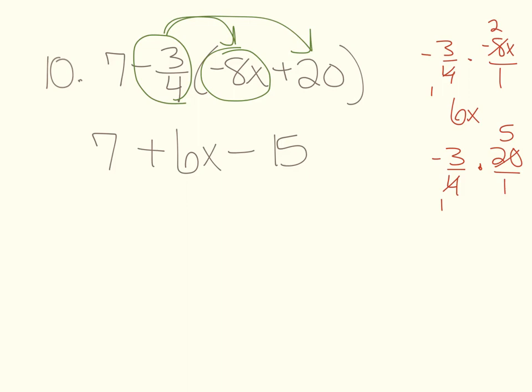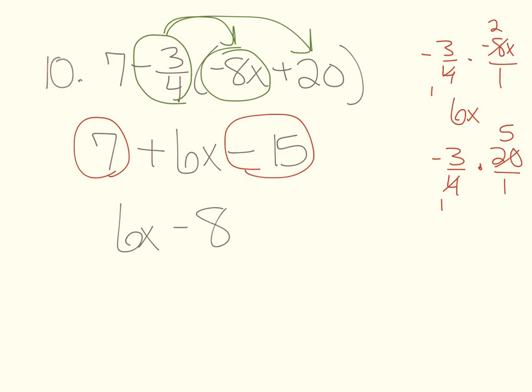Now, I'm going to look for like terms. What have I got? I've got just the 6x, which doesn't combine with anything, so I'm going to copy it. And then I have a positive 7 and a negative 15. 7 minus 15, use your calculator, use your integer rules. I get negative 8. So 6x minus 8. I'm hoping this is one of my answers. It is. Looks like I can mark out the 0.